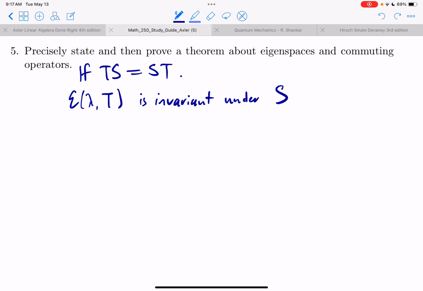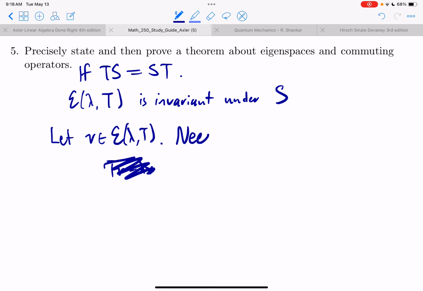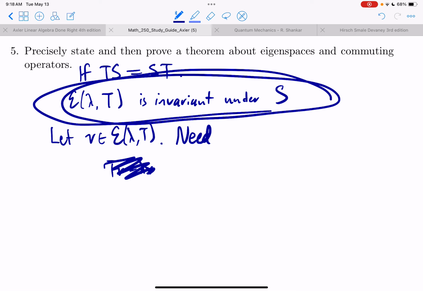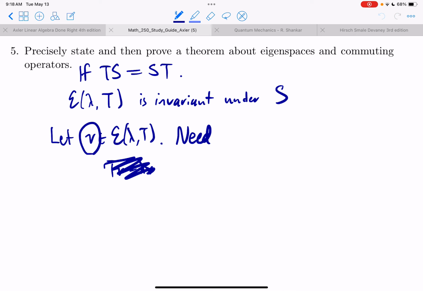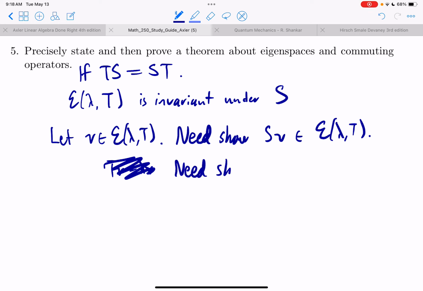So let's prove this. Let v be in the lambda eigenspace of T. Then Tv equals lambda v. We need to show that this space is invariant under S. So when we apply S to v, we need to show that it's still in the eigenspace, that Sv is in the lambda eigenspace. That means that when we apply T to that vector, we should get lambda times that vector.